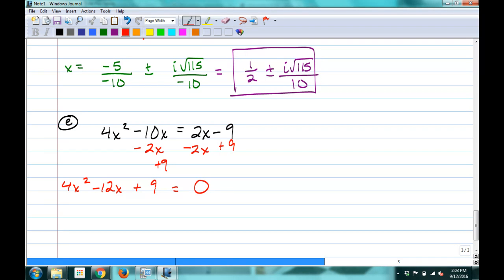If the plain x in the middle is missing, then we just know b is 0. If one part of it is missing, it's a 0. Then you can still do the quadratic formula with it. Just put a 0 in the place. All right. Discriminant. Negative 12 squared minus 4 times 4 times 9.